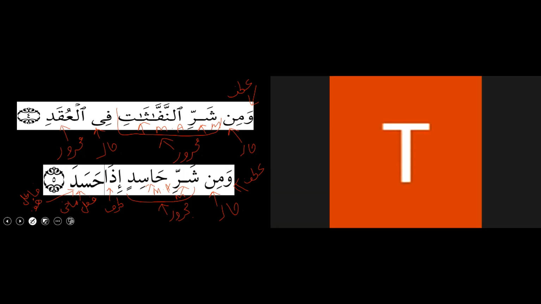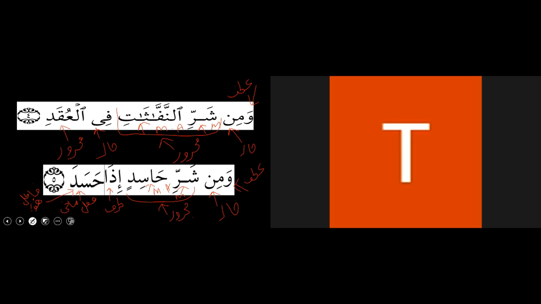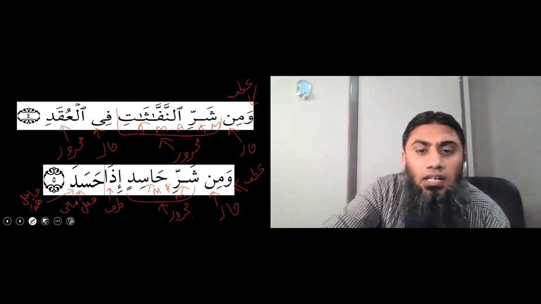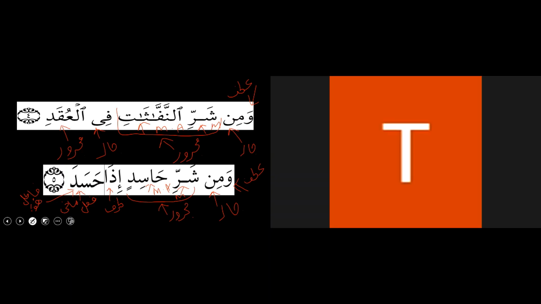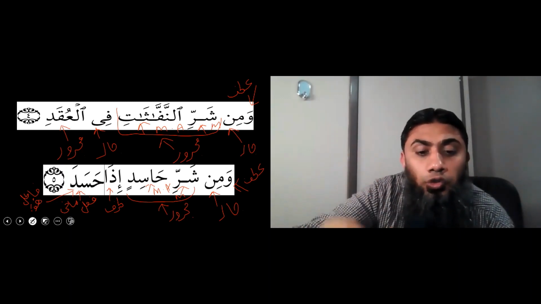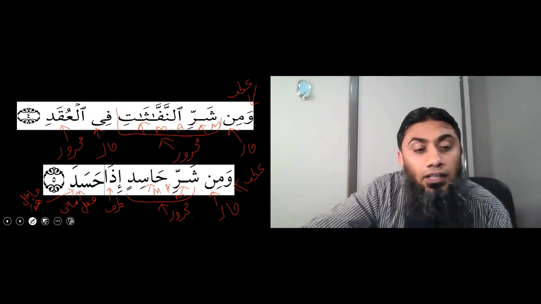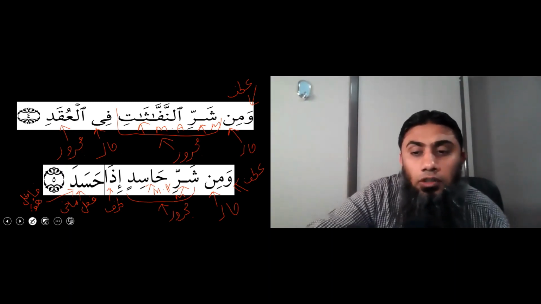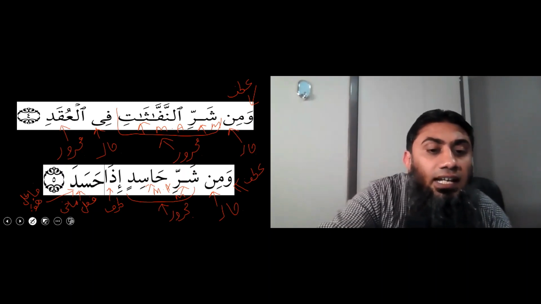Okay, let's see how we can translate it. And because of this iza, by the way, fail madi will be translated as fail mudare. Wow, and min, from sharri, evil, hasidin, of the envier. Okay, iza, when, hasada, he shows envy or he manifests envy, because hasada is your fail, so you need to translate it as fail. One more time. And from the evil of the envier when he manifests envy.